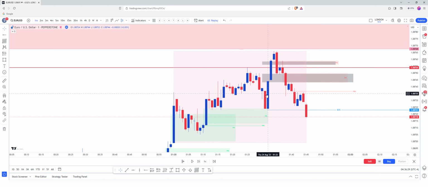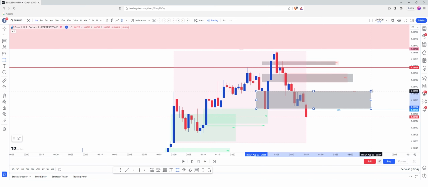We've now got this breaker block. So this last down closed candle that led to the new high is our breaker block. So I will highlight that.